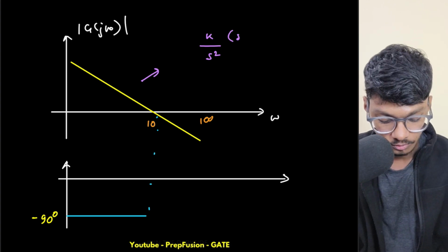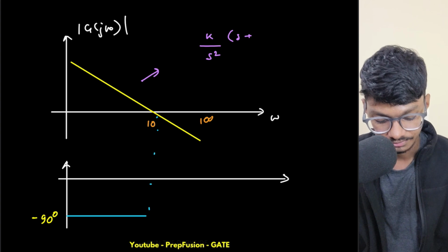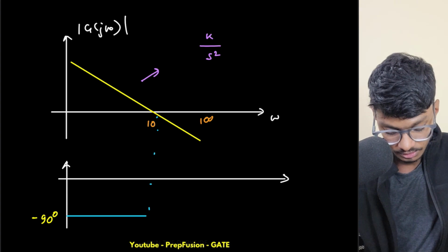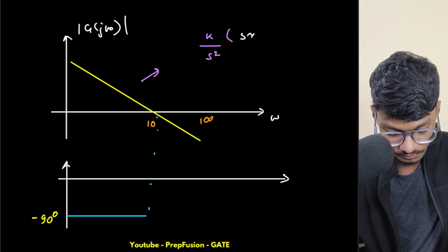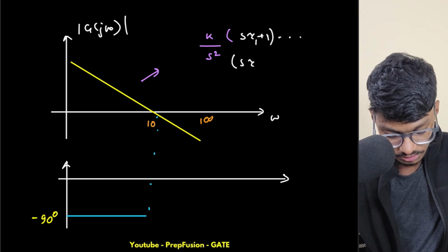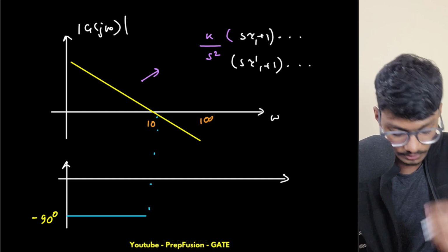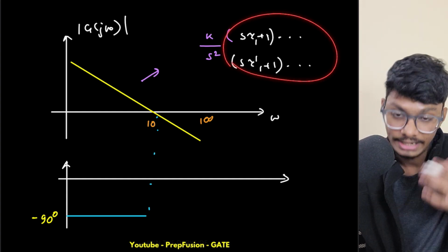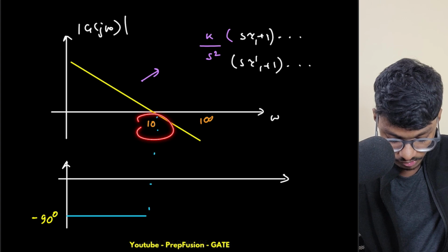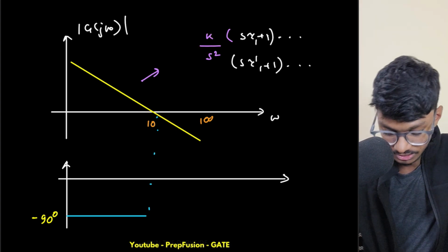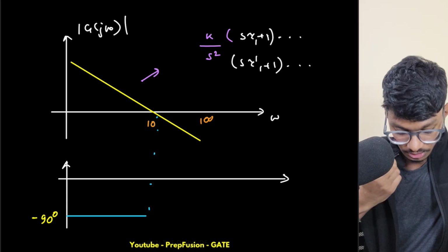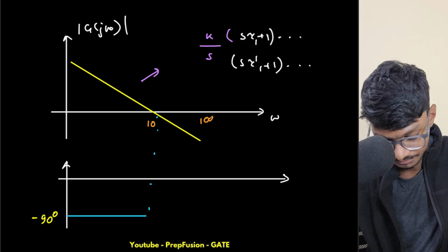There may be some poles. Okay, I will write this in time constant format, like we write the Bode plot in time constant format only. So there may be poles (s tau 1 plus 1), then (s tau dash 1 plus 1), okay. But what will happen is that at DC, basically not at DC, at this point, this will be my k value, because for a type 1 system, when initially my slope is -20 dB per decade.